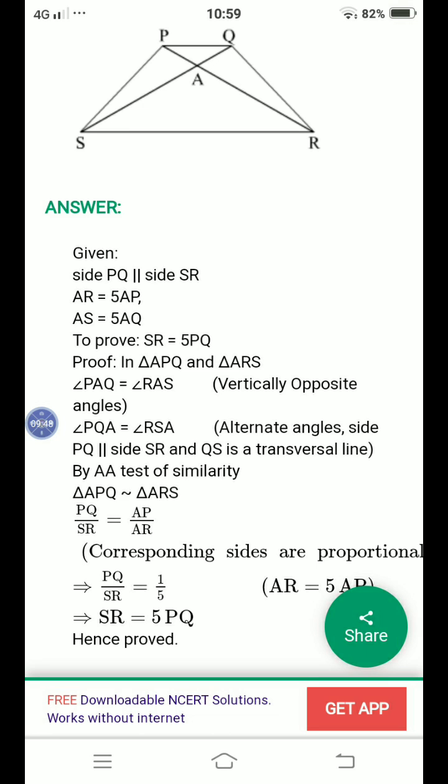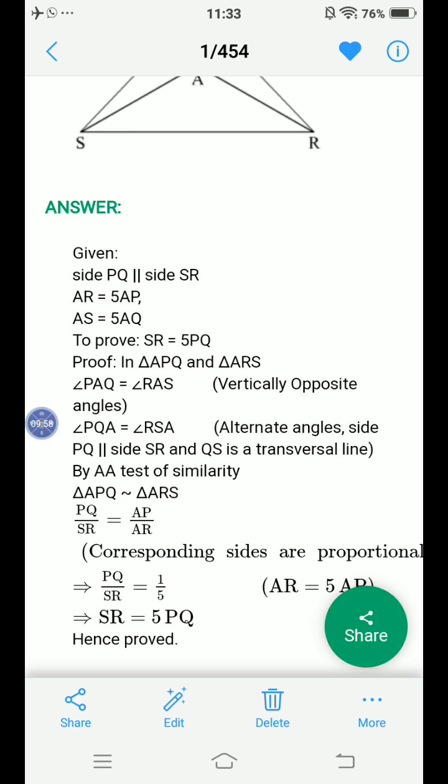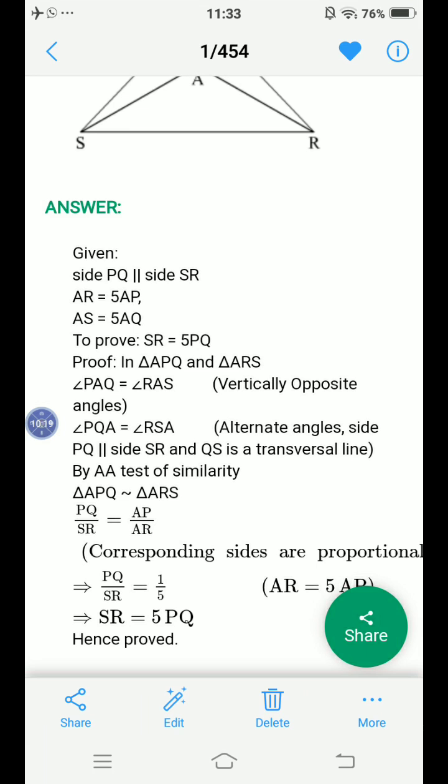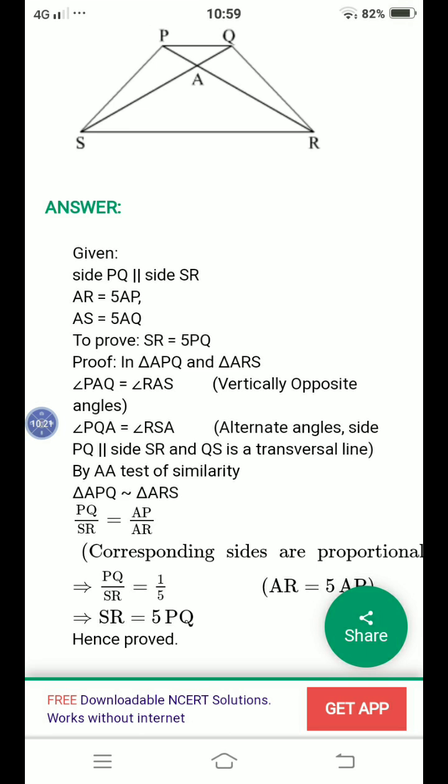So now we have to take in triangle APQ and triangle ARS, angle PAQ is equal to angle RAS, vertically opposite or common angle we can take. Angle PQA is equal to angle RSA, alternate angles. Since they are forming a Z, alternate angles are formed when any two sides are parallel to each other and we get a transversal over there. So now we have proved two triangles to be similar to each other by AA test. So triangle APQ is similar to triangle ARS.